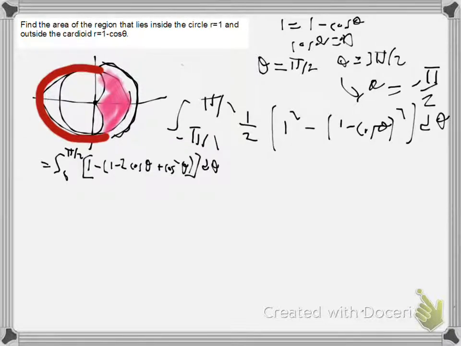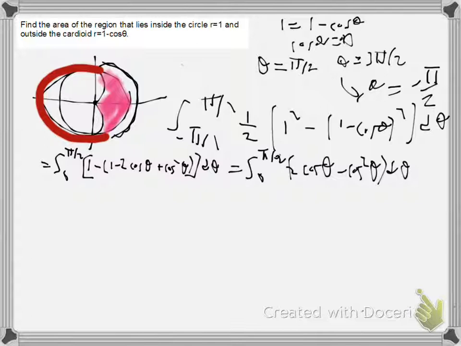If we double the area on the top half of the graph, we will get the same thing because of symmetry about the x-axis. And if we simplify out the cardioid's equation squared, we get 1 minus 2 cosine theta plus cosine squared theta. Combining like terms and simplifying will leave us with the integrand 2 cosine theta minus cosine squared theta d theta.